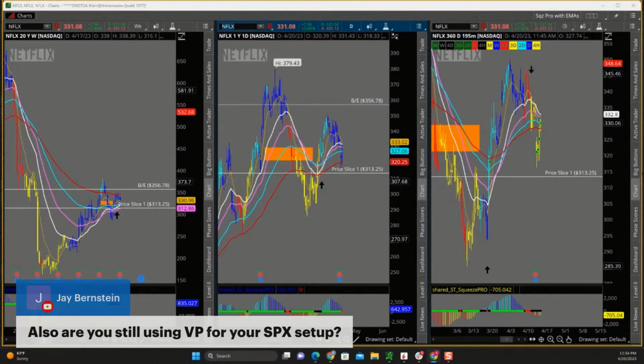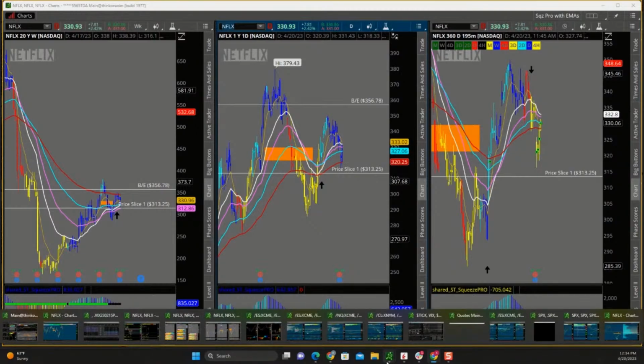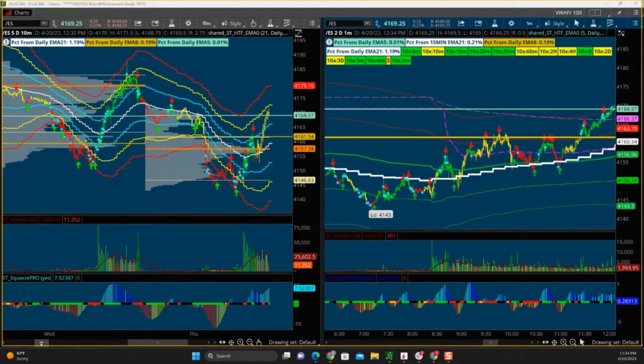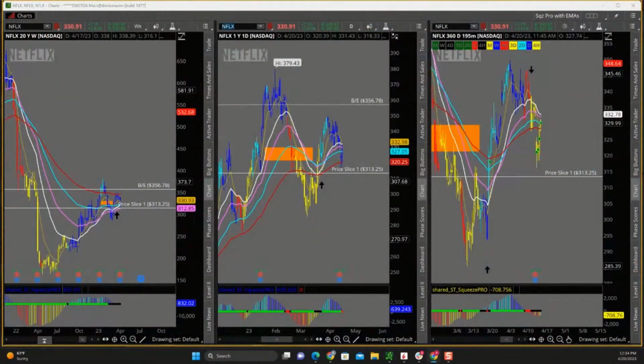And am I still using VP for my SPX setup? Volume profile. Yes, I am, Jay. I was actually looking at it earlier this morning, looking to potentially go long. I was waiting right here. So this is one good way to use it. This is a whole different discussion, but it's right here at the point of control as it was oscillating here at the VWAP. And once there's a clean break to go long, stop on the other side and just ride it back up. But there's that. Cool. You're welcome, Jay. Thank you for the questions.